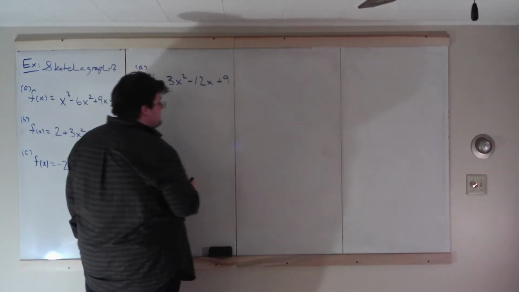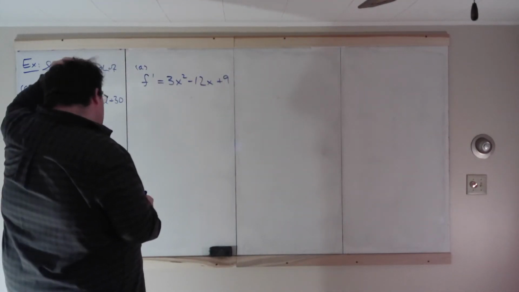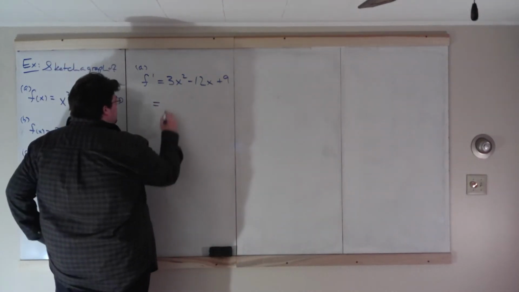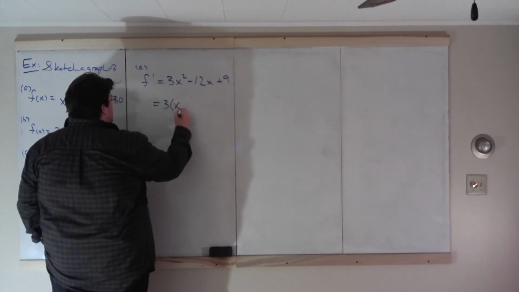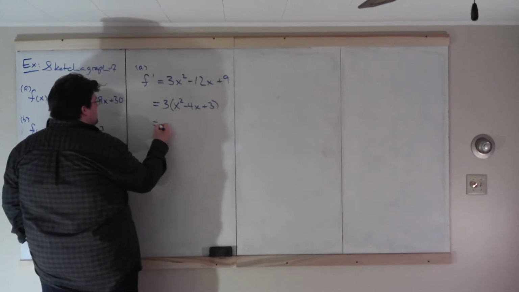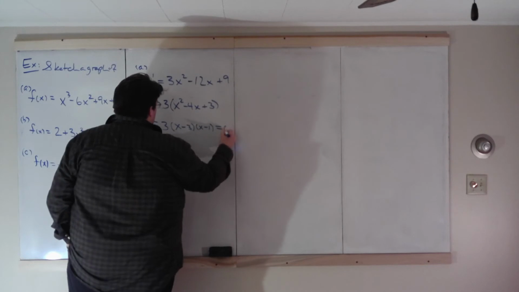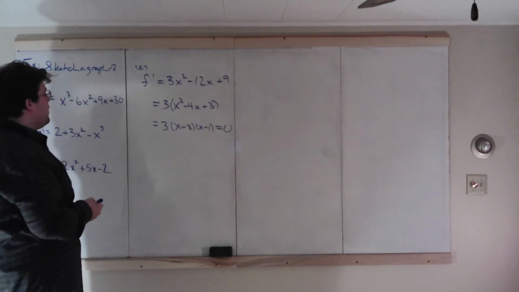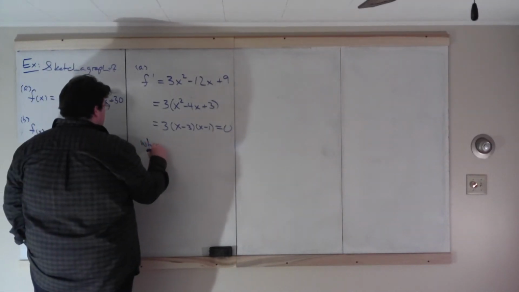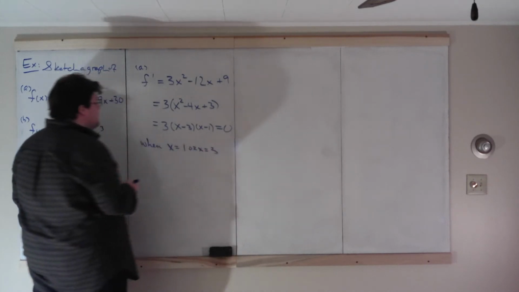Well, let's see, for organization, where am I going to put everything? So f prime equals, I'm going to factor out a 3 first. 3 times x squared minus 4x plus 3. We want to set this equal to 0, but this does factor nicely. So I'm just going to factor it now. x minus 3 times x minus 1, since negative 3 times negative 1 makes positive 3, and negative 3 plus negative 1 makes negative 4. Set that equal to 0. That's 0 when x equals 1 or when x equals 3.